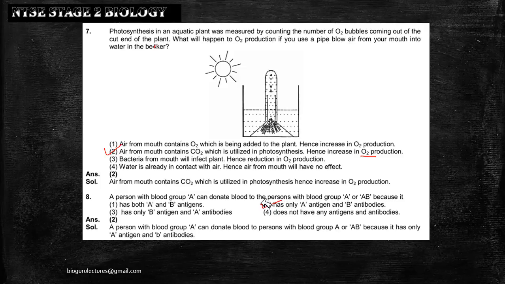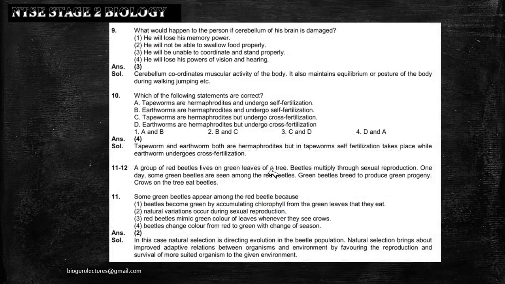So I already told you the answer. Third one has only B antigen and A antibodies, and 4 does not have any antigens and antibodies. Obviously it's wrong. It doesn't correspond with the blood group. So option 2 is correct here.